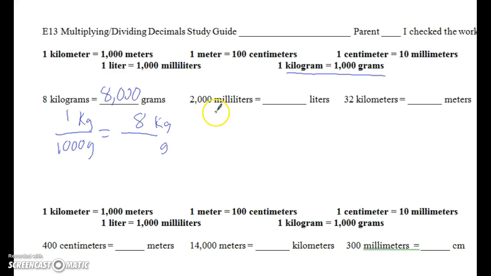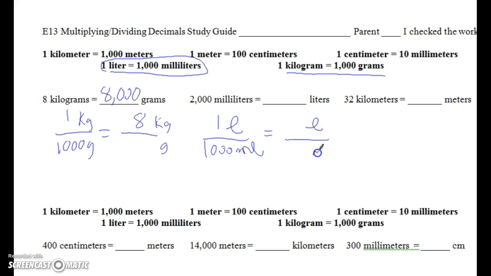2,000 milliliters, I'm going to use this fact. 1 liter equals 1,000 milliliters. Over here, we're going to have liters on top and milliliters on the bottom. And this time I have 2,000 milliliters, so the 2,000 goes on the bottom. What did you have to do to this 1,000 to make it be 2,000? Times 2. So I'm going to take this times 2. Oh, it just equals 2.